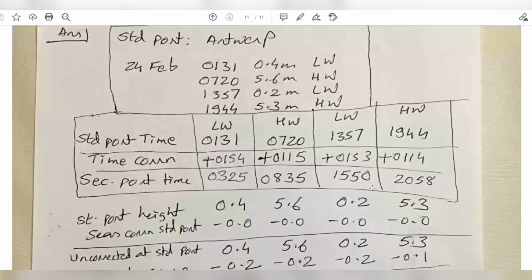Okay, now comes the part where we have to get the height. What will be the height? We know the low water height is 0.4, high water is 5.6, low water 0.2, 5.3 at Antwerp. But we have to apply some correction to this to get the height at Boom. So how do we do it? You have to remember one thing, tide tables, when you see standard port heights, this data, it includes seasonal correction.